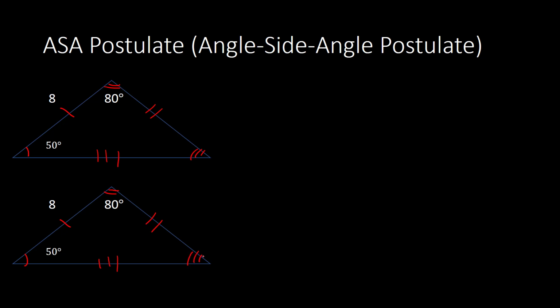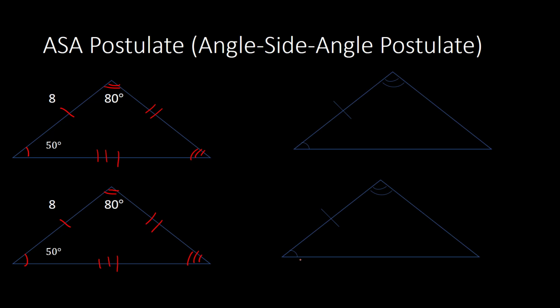And instead of putting the numbers, we could just have the symbols, where we have an angle, side, and angle congruent to an angle, side, angle. These would also be congruent triangles.